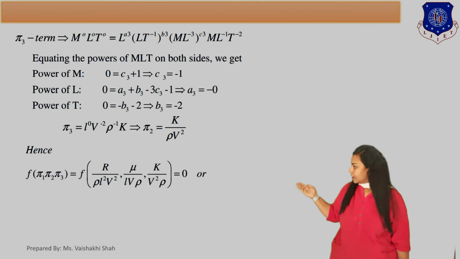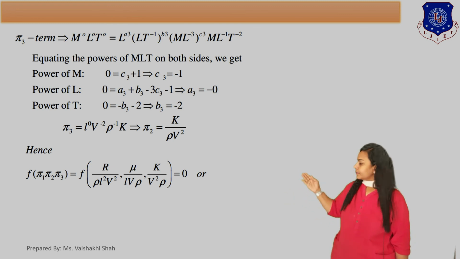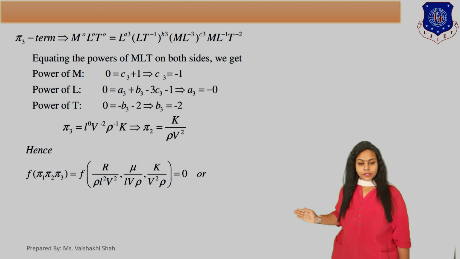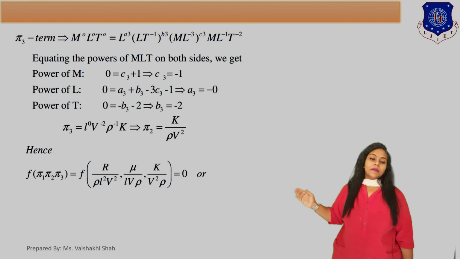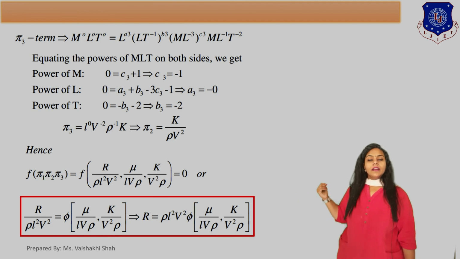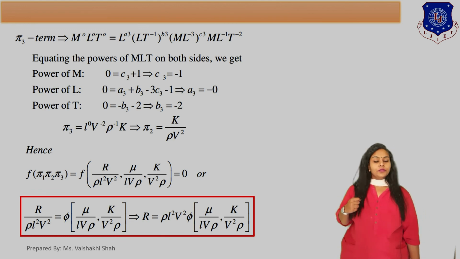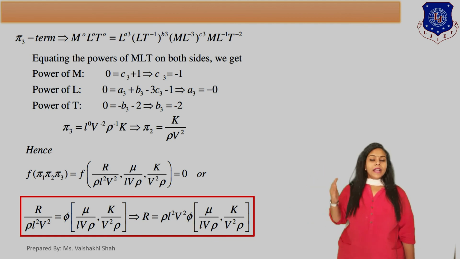Hence, the function f(π1, π2, π3) = f(R/(rho L² V²), mu/(rho L V), K/(rho V²)) = 0. Or you can write it like this also: R upon rho L squared V squared equals phi of (mu upon rho L V, K upon rho V squared). So this is your final answer of this example by using the Buckingham pi theorem method.